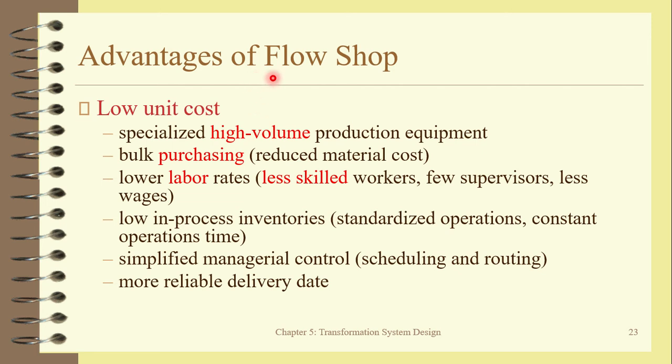The advantage of the flowchart, as I told you earlier, is that the flowchart always focuses on high productivity, so they gain low unit cost. They gain the low unit cost by using specialized high volume production equipment, so that they can produce in mass with low cost. And because they produce in mass, they normally purchase the raw material in bulk, so they can negotiate with the supplier to reduce the price of the raw material.